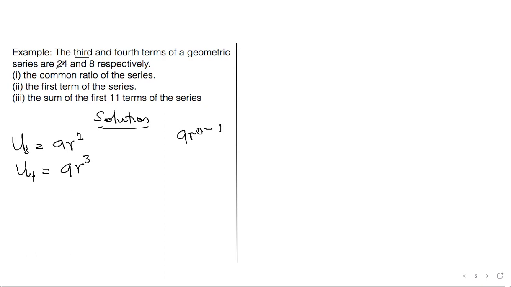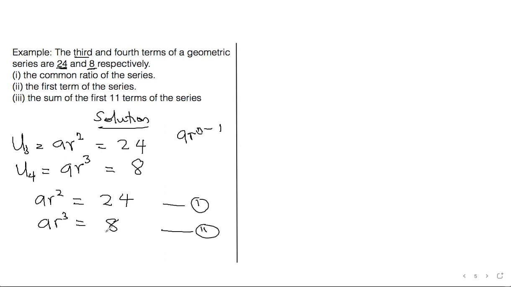And we know the numbers that fall at those positions. The third position is 24, and the fourth is 8. So I have two equations now: ar raised to the power 2 equals 24, and ar raised to the power 3 equals 8. This is equation 1, equation 2. We want to solve them together.